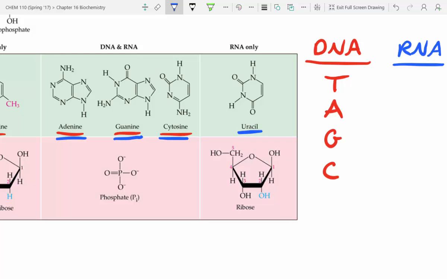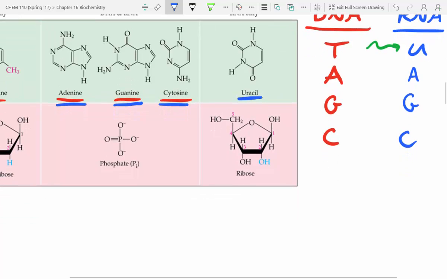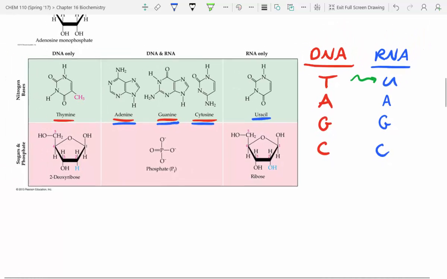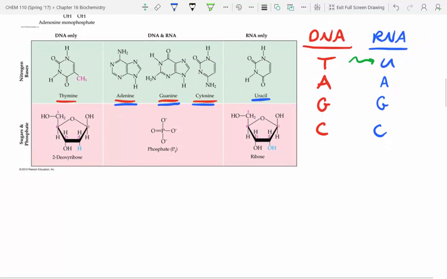So instead of thymine, we said we had uracil. That was our change, right? Other than that, basically everything's the same, where we have adenine, guanine, and cytosine. So that's the main difference in the base pairing between RNA and DNA. The other thing we said based on the name was that DNA, the deoxyribonucleic acid, is missing an oxygen.